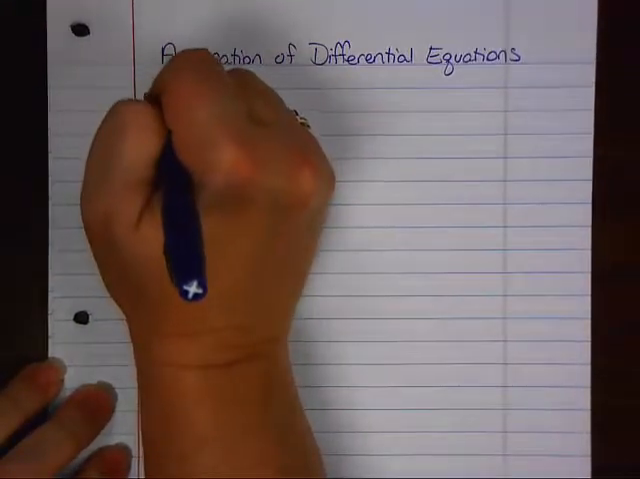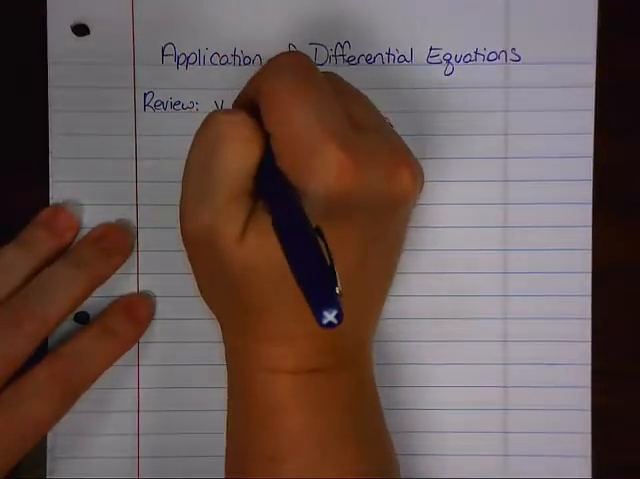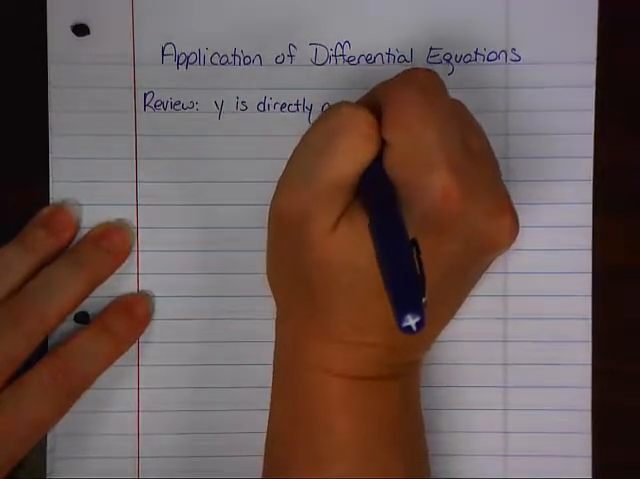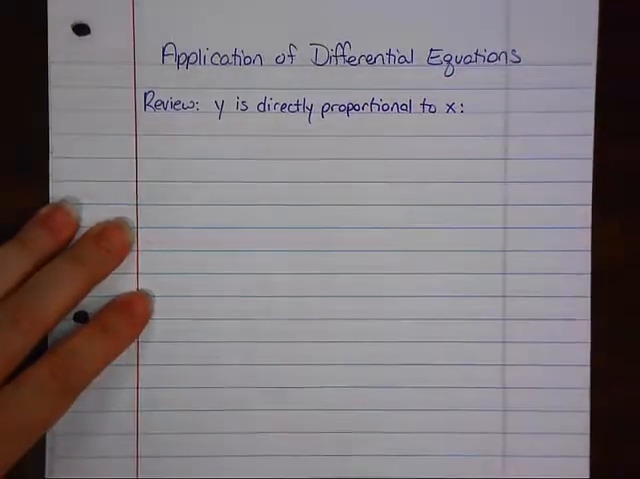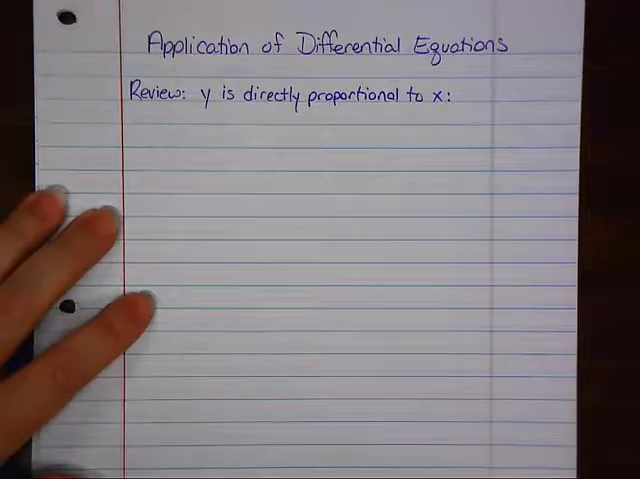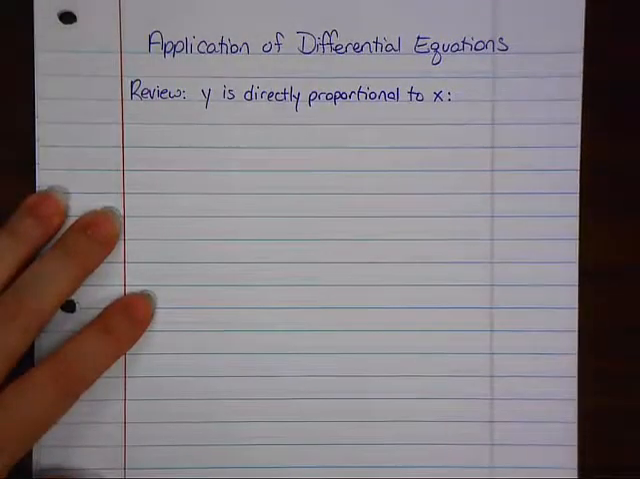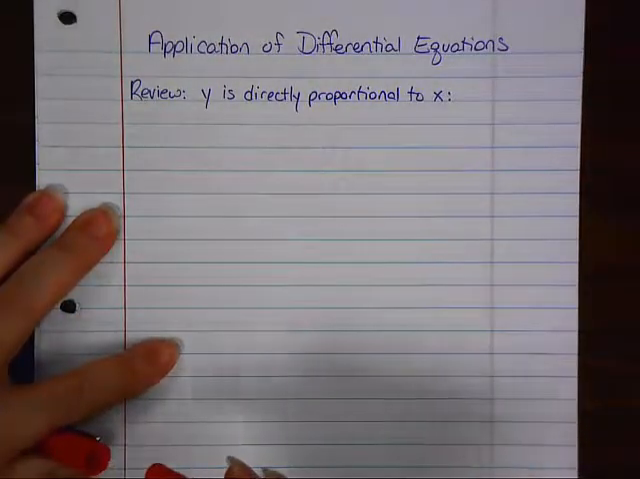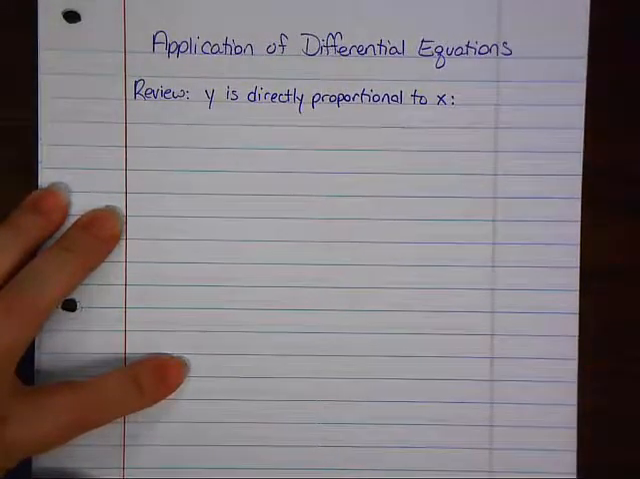So we're going to review some terminology. First of all, y is directly proportional to x. You did this in Algebra 2 and in pre-cal. Is that in all cases? In all cases. So, y is directly proportional to x. Do you guys remember direct variation, inverse variation? Does that sound vaguely familiar?